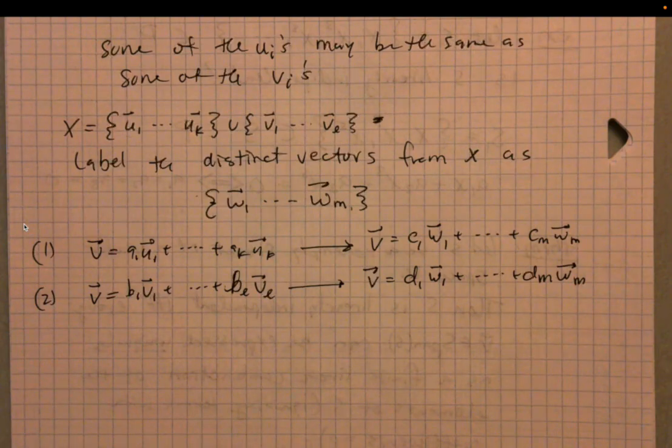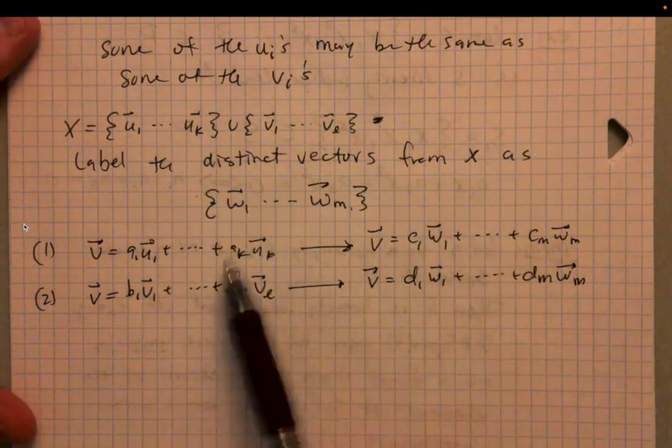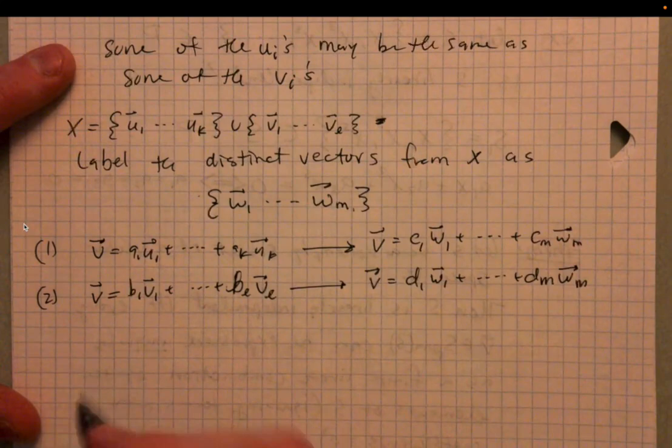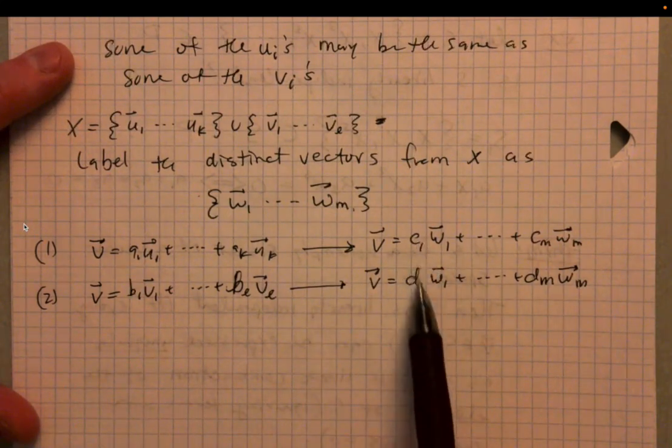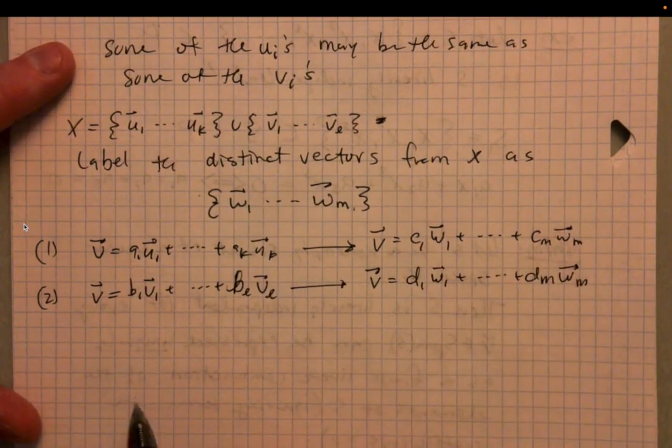So the fact that these two linear combinations are different, by assumption, implies that at least some Ci and Di is different here.